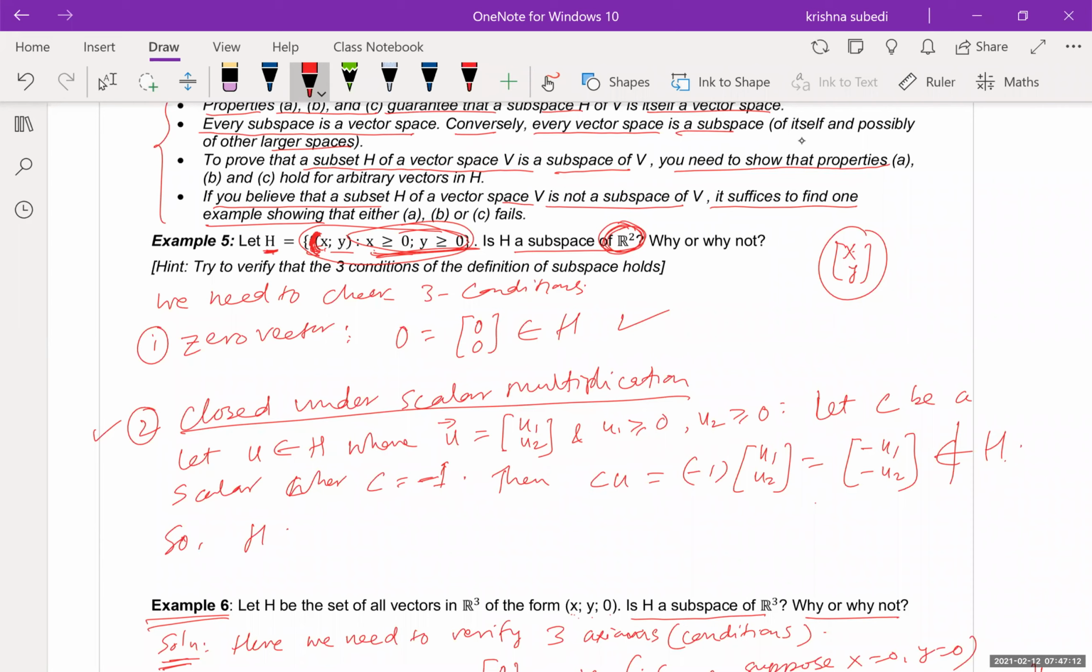So H is not a subspace. We don't have to check the third condition. We already saw that the second condition actually failed, so you don't have to do the other one.